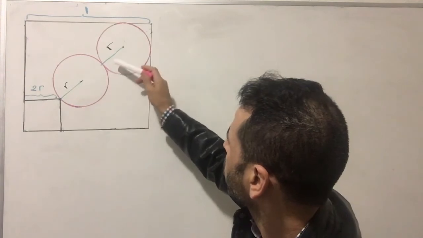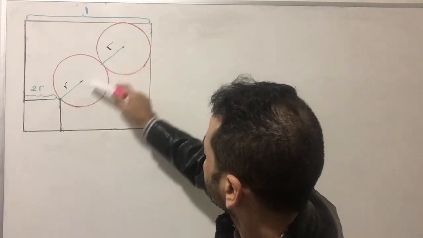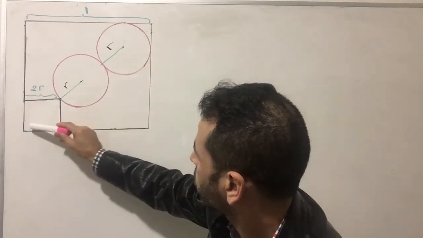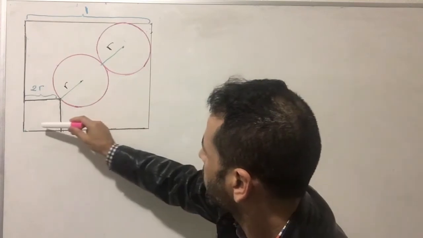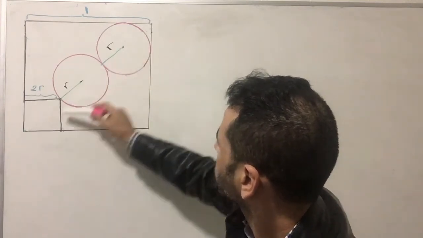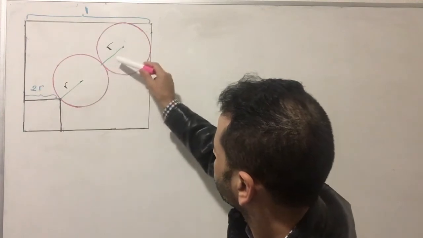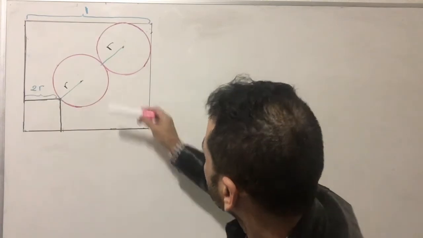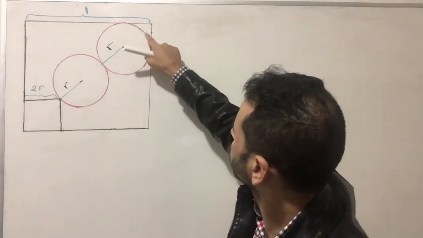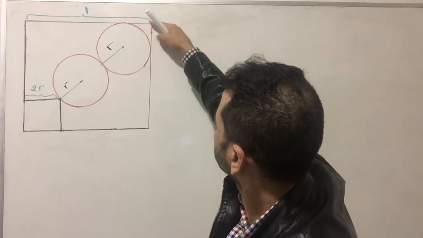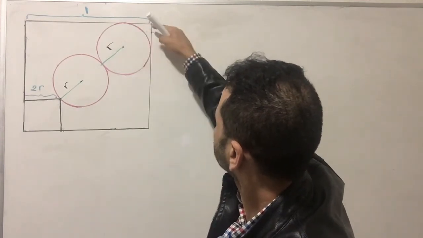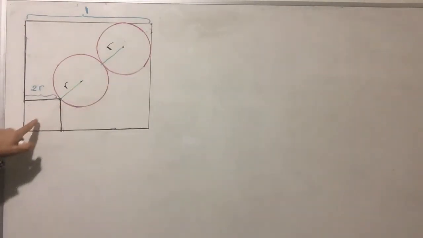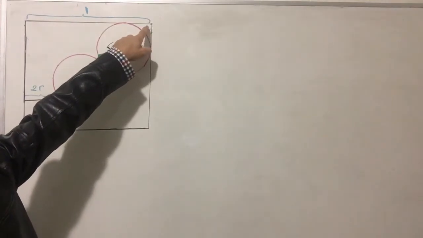So we have this diameter 2r for each circle, and we have the diameter of this small square as well. We have a diagonal of this big square connected with the diameters of these two circles and the diameter of this small square. So there is a small distance between this second circle and this big square.